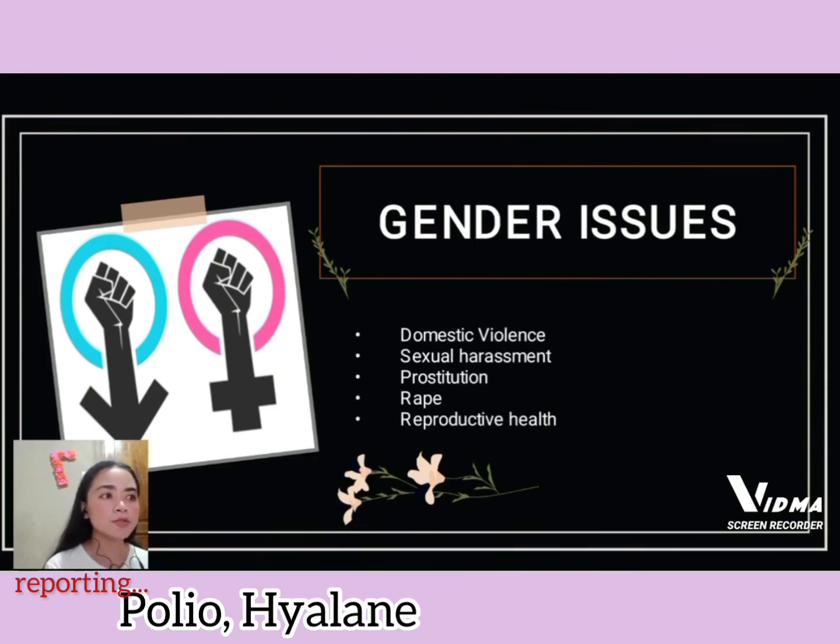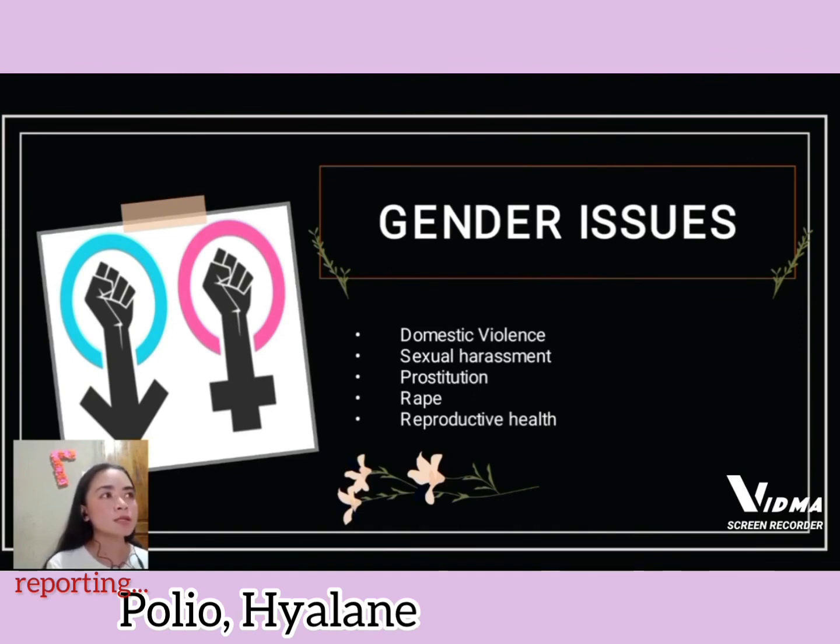So this refers to a state of the complete physical, mental, and social well-being, not merely the absence of disease or infirmity in all matters relating to the reproductive system and to its functions and processes at all stages of life. So this gives the women the reproductive rights wherein women is in control of her body, and she can decide for herself on what she sees is best for herself. So contraception, abortion, and other reproductive options should be available to women because it is their body.